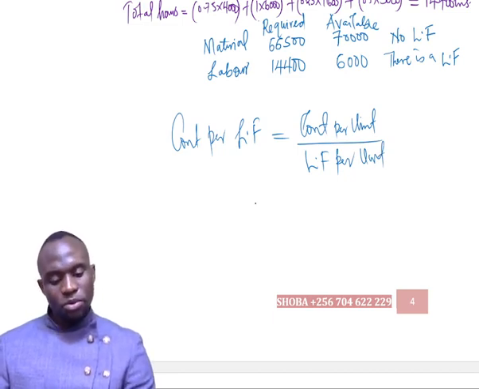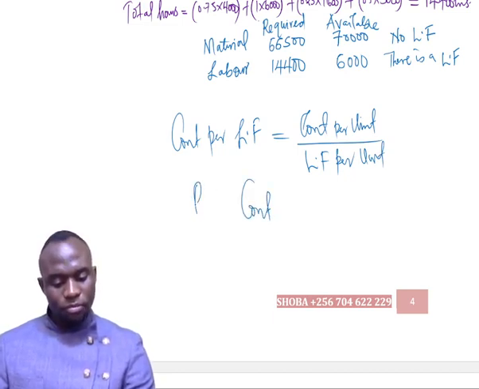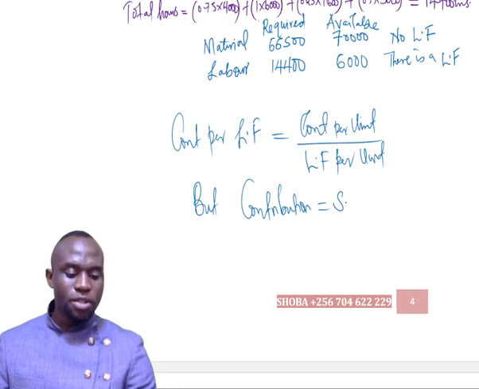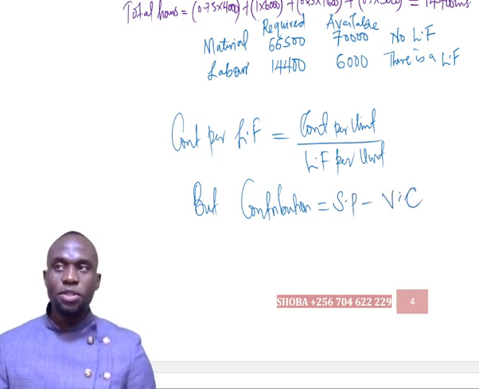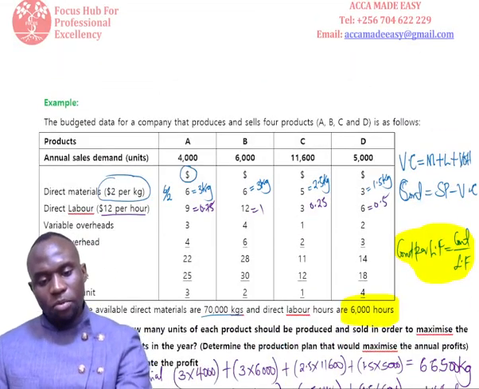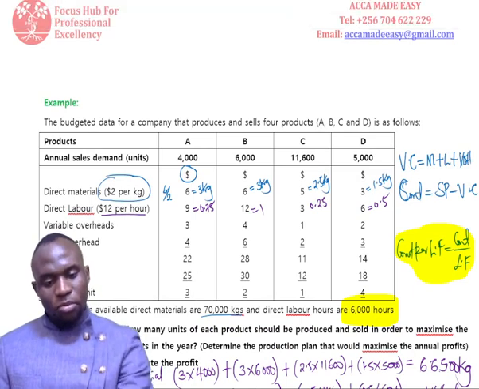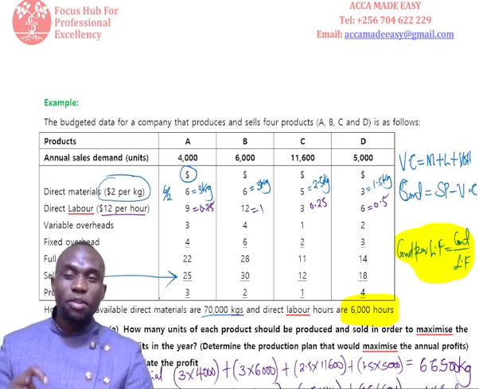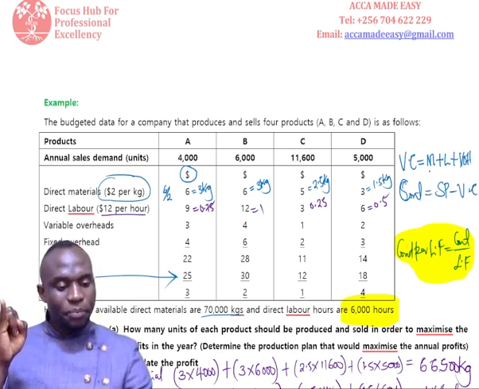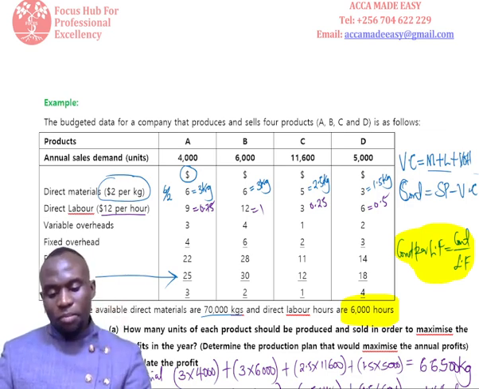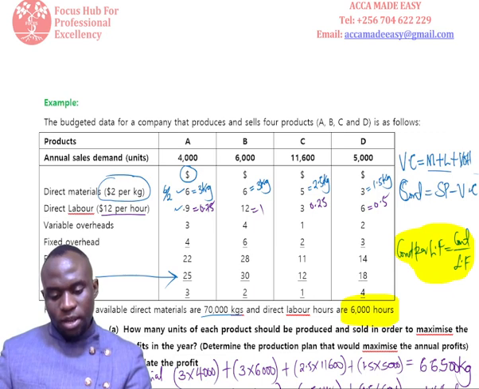So how do we get contribution? Contribution is selling price minus variable cost. Selling price minus variable cost. So for A, what is the selling price? For product A, selling price is 25. It is down here. And what is variable cost? Variable cost is material, labor, and variable overheads. So it is 25 minus total variable cost. And the total variable cost is 6 plus 9 plus 3.